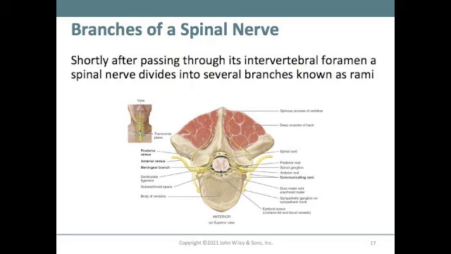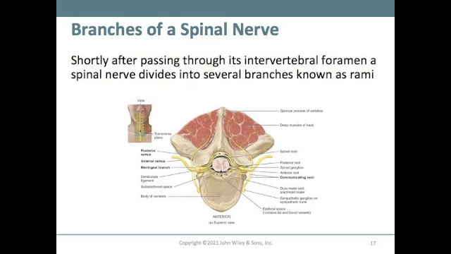Page 470, figure 13.6. Shortly after passing through its intervertebral foramen, a spinal nerve divides into several branches known as rami. So we see here that there are different branches of a spinal nerve, and we call those rami, or one would be called, here's the anterior ramus. That's the singular pronunciation of that word.